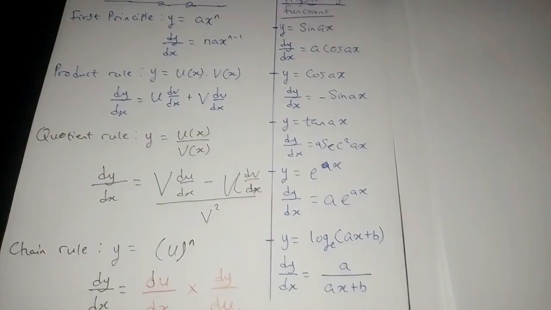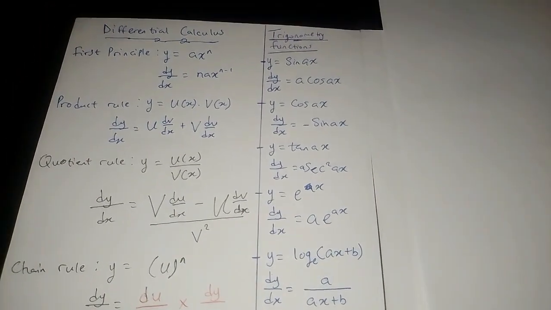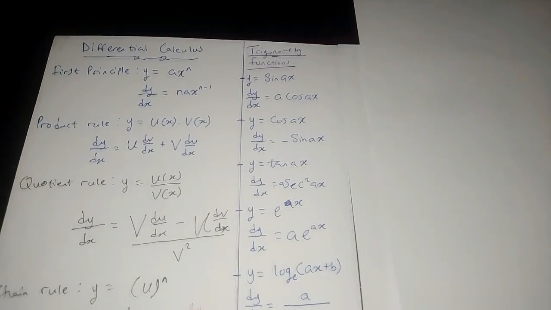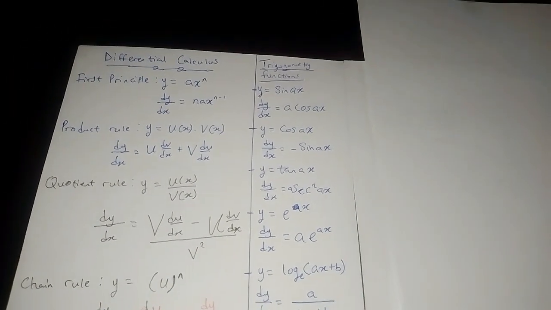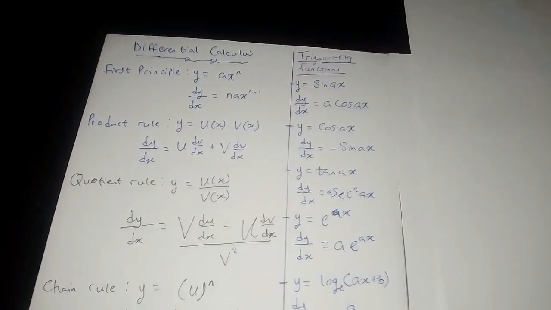Now for this first principle, whenever your y, which is your dependent value, is equal to ax, which is our independent value, raised to the power of any value n, then the differentiation of that will be taking your power, multiplying it with your base, and reducing your power by 1. What do we mean by that?